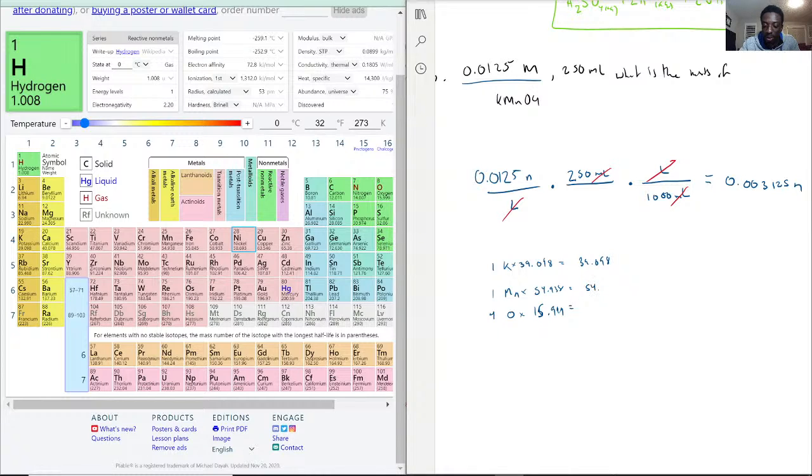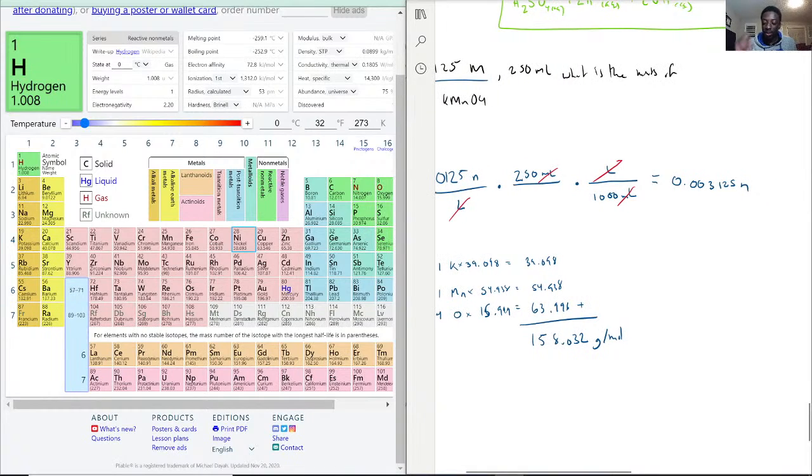So when we add these together, we have 39.098 plus 54.938, let me just make sure, plus 15.999 times 4, which is 63.996. Okay. And then we add them together, and we get our molar mass to be 158.032 grams per mole.